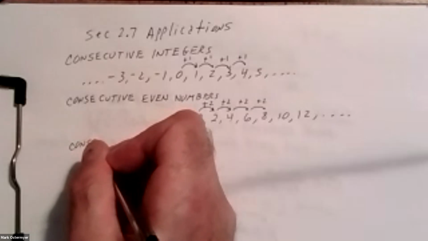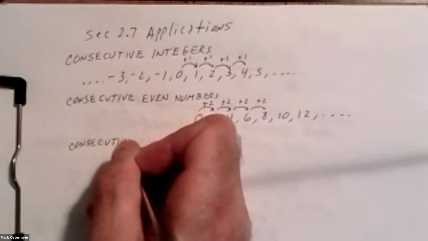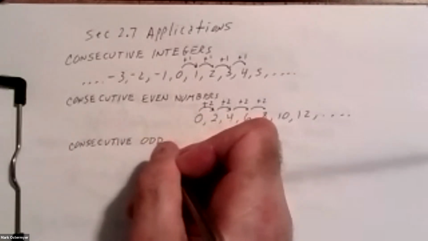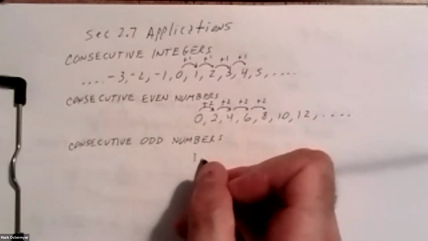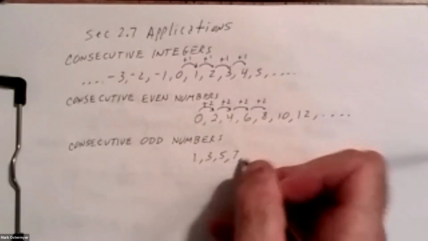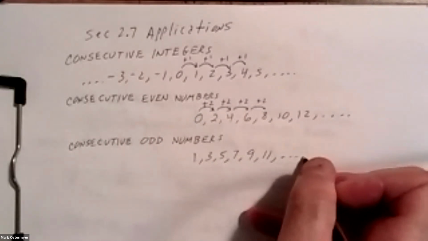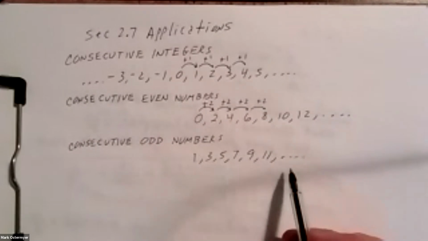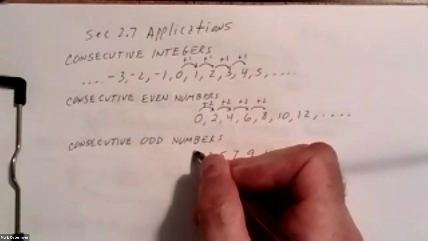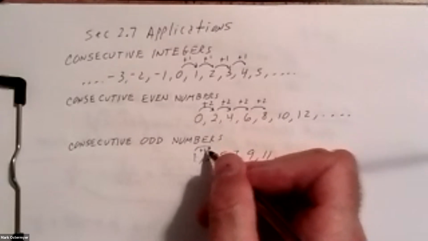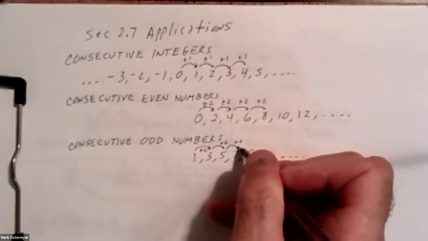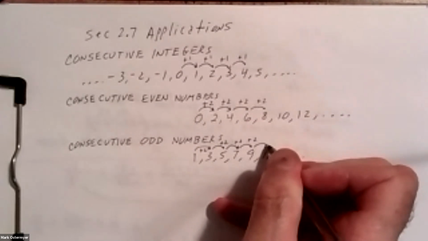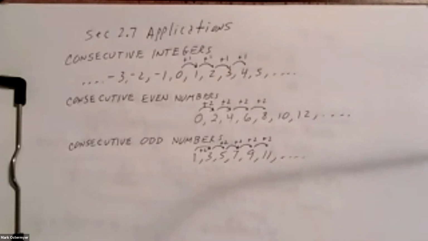Consecutive odd numbers. These are consecutive odd numbers. Notice when I assign homework, I normally assign maybe odd numbers. To go from any odd number to the next consecutive odd number, notice you also have to add 2 to it. Etc., etc.